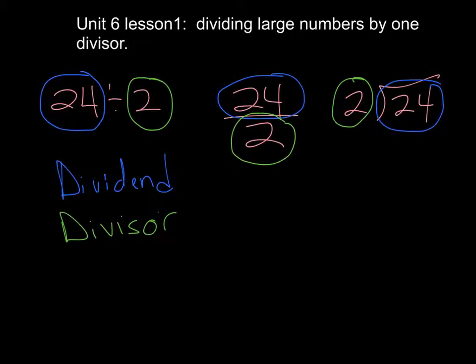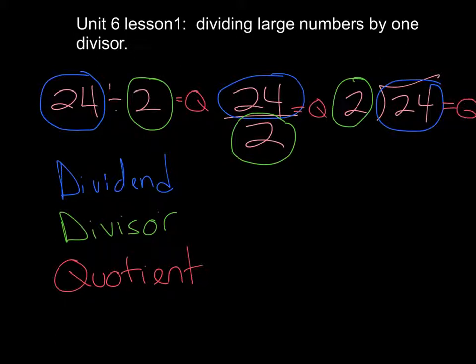And the third part is the quotient. The quotient is the word we use for the answer. So the quotient would be the answer to all 3 of these problems. In this case, actually, the quotient will be up here. It's going to be important that you understand all 3 of these terms and where they are, because I will be referring to them by these names throughout the unit. So you need to know what the dividend, the divisor, and the quotient are.